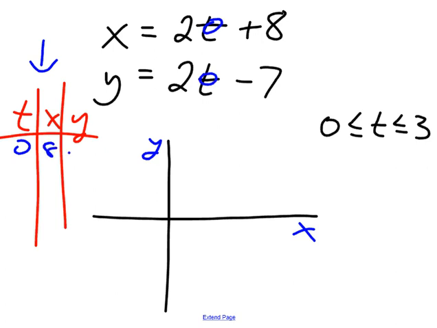When I stick in 0, I put in a 0 here and here, and it's really easy. It's 8 and negative 7. Raise your hand if you had 0, 8, negative 7. Awesome. And then I'm going to call on a group after I give you a little work time here to give me the next few points.